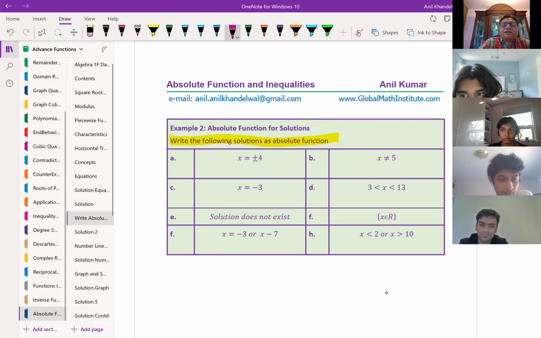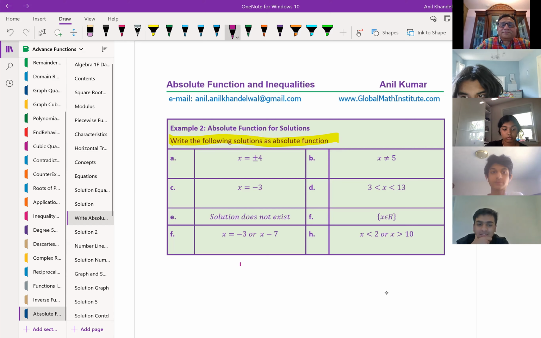Mohammed, tell me. This is my solution. Read the question, Mohammed, please. Example 2. Write the following solutions as an absolute function. Correct. Solution is X equals plus minus 4. What is the absolute function which will give you this answer?